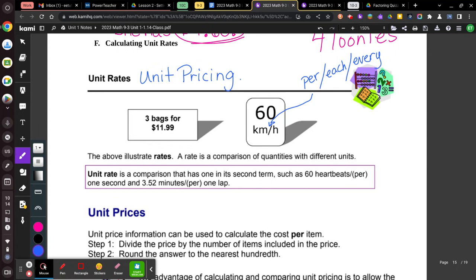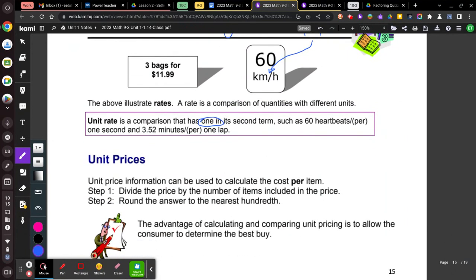So it says a unit rate is a comparison that has one in its second term, meaning it's got one item and you divide. So we have a rule. So here's our unit rules. Okay, these are your steps. So you want the cost, again, it's saying per item. So that means for only one item. That's what you're checking for. What does one item cost? We're going to do a few examples.